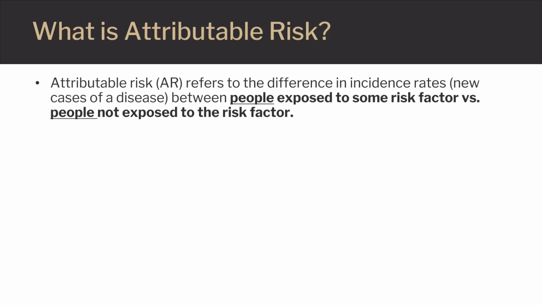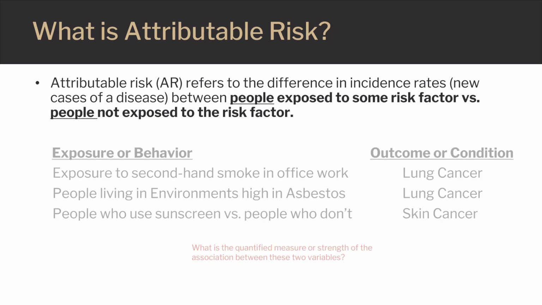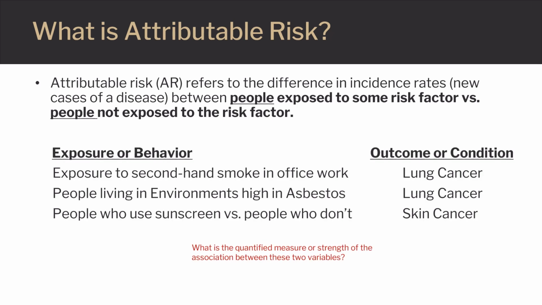Attributable risk is a measure of association between an exposure and an outcome among groups of people. Attributable risk association are also represented by a number to quantify the risk or association between the two variables, such as the examples highlighted on this slide.